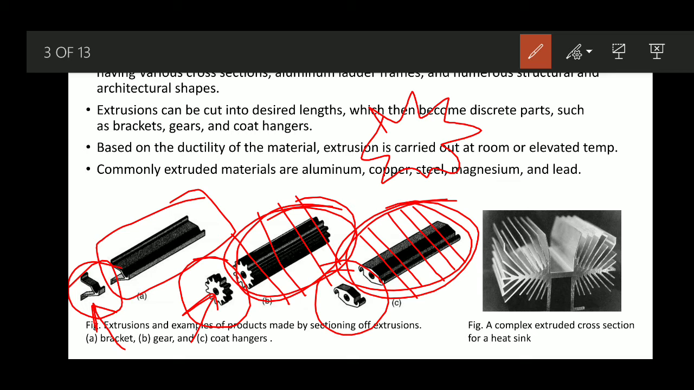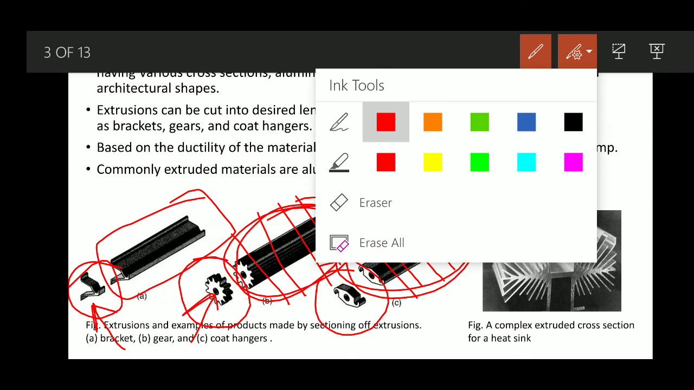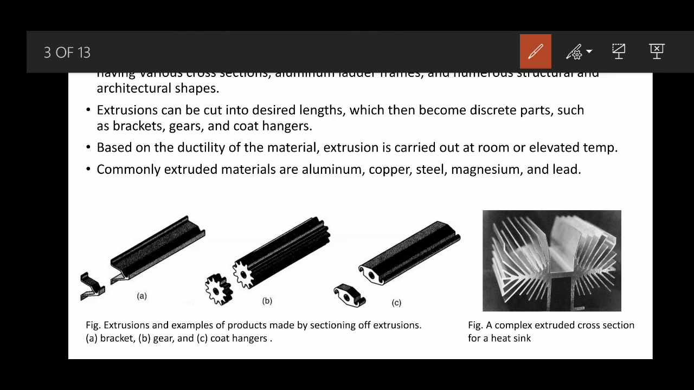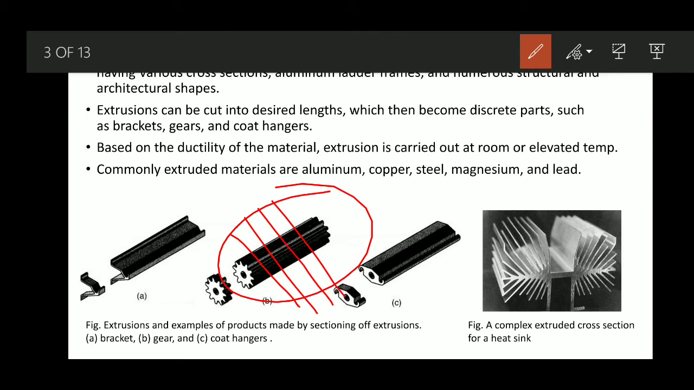Sometimes this kind of question is asked: how can you manufacture gears with the help of this extrusion process? So it's possible, but you have to cut the product you get from there to the required length. That is another processing step. Also, as we are saying, the heated metal has to flow through, or come out of, that particular die opening. So definitely ductility comes into the picture.